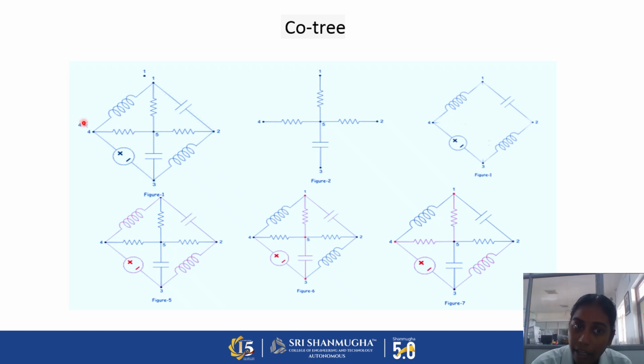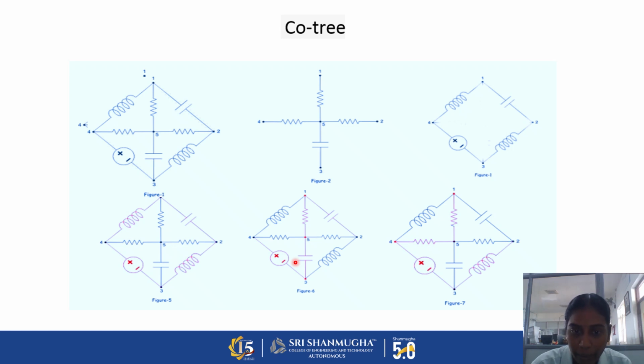Then we can add branches to that node, but those branches should not make the circuit a closed loop. So this one is a closed loop, so this cannot be considered as a tree. So this is only a tree. After removing the tree, the remaining structure is called a cotree. In this diagram, the tree is in blue lines, the cotree branches are in red lines.